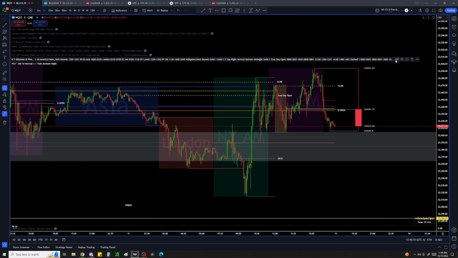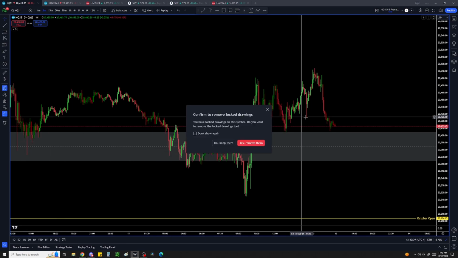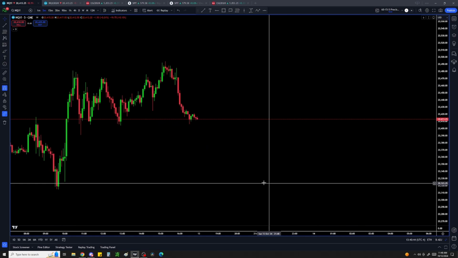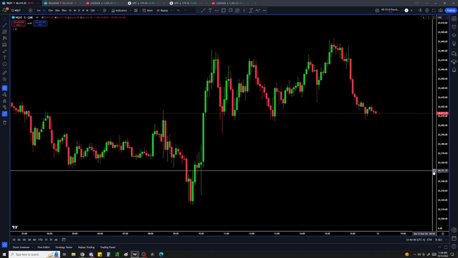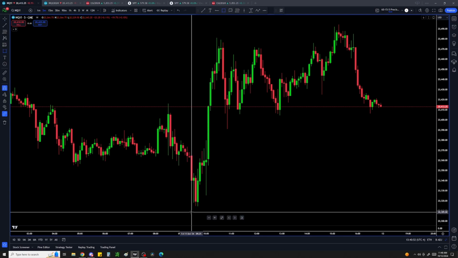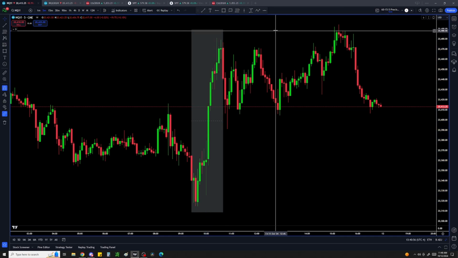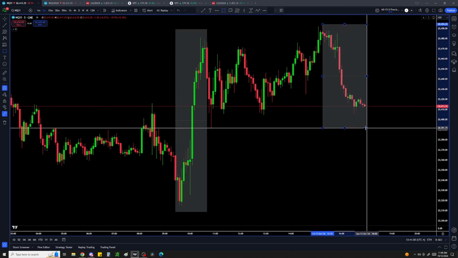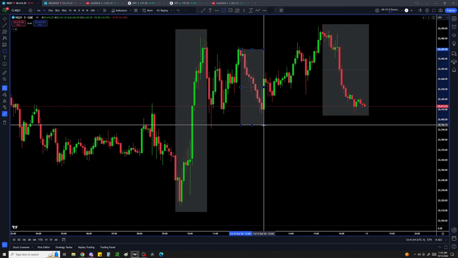Let me take all this stuff off. Let me just remove the drawings as well. All right. So if we're looking at this chart and we're focusing just on this little piece of price action here, this right here is an example of bullish price. It's going up. And then this little section here of price is bearish price action. Same thing with this. That's bearish right here.